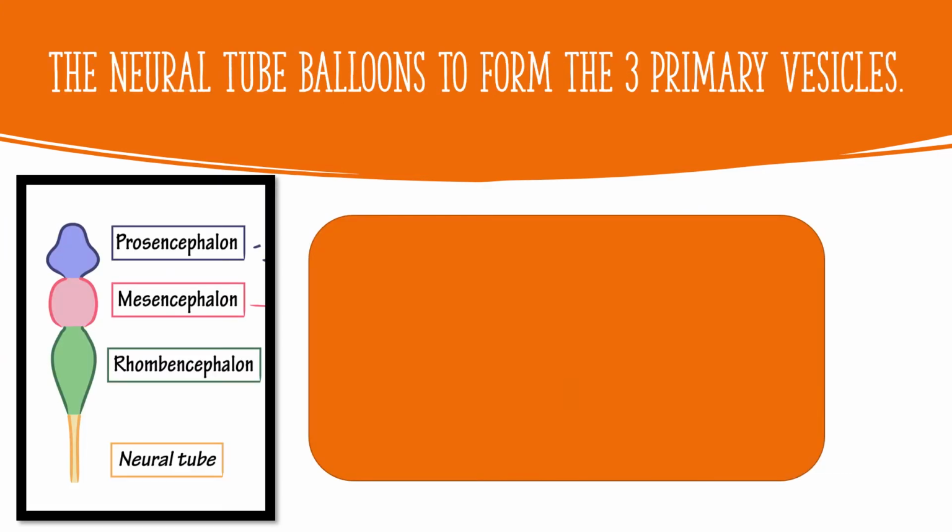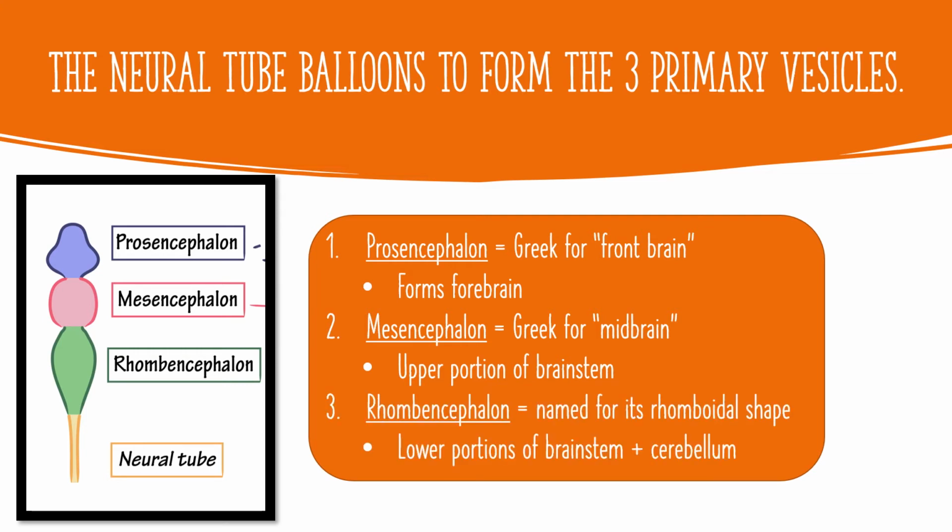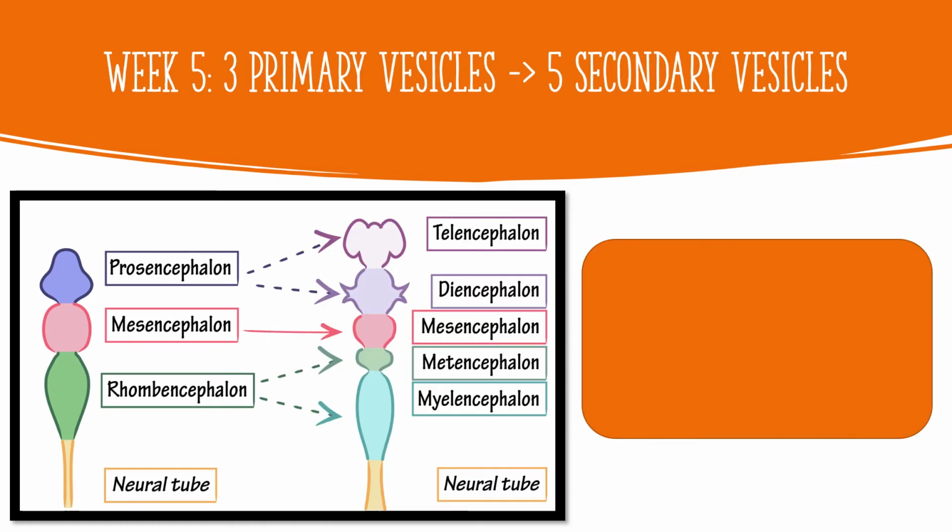To continue, the neural tube balloons to form three sections known as the three primary vesicles, the first of which is the prosencephalon. This is Greek for front brain, and this section will go on to form the forebrain. The term mesencephalon is Greek for midbrain, and this section will go on to form the upper portion of the brainstem, which is appropriately called the midbrain. Finally, we have the rhombencephalon. This section was named for its rhomboidal shape, and it will go on to form the two lower portions of the brainstem as well as the cerebellum.